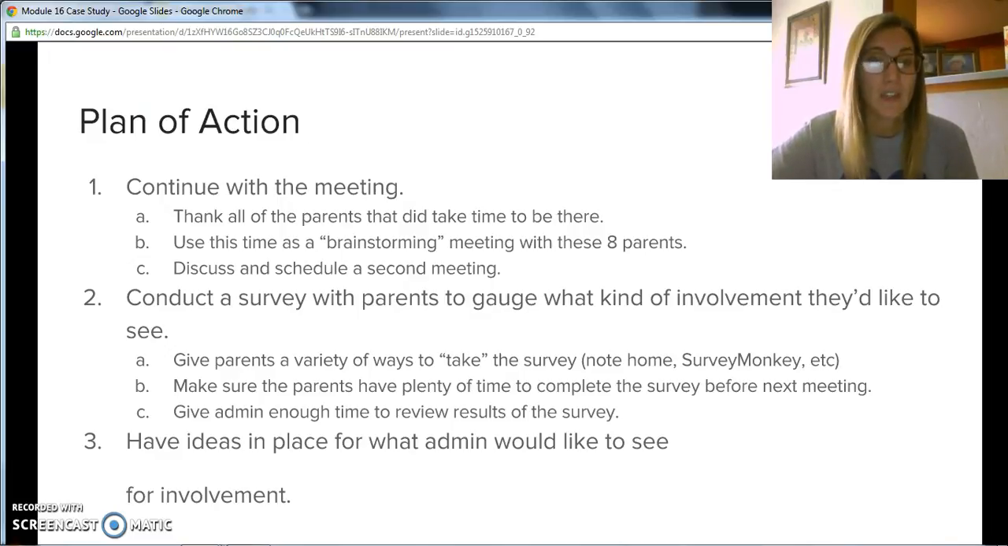I would then conduct a survey with all the parents in our school district, or at least try to gauge what kind of involvement they would like to see. So I would give the parents the survey through a variety of different avenues.